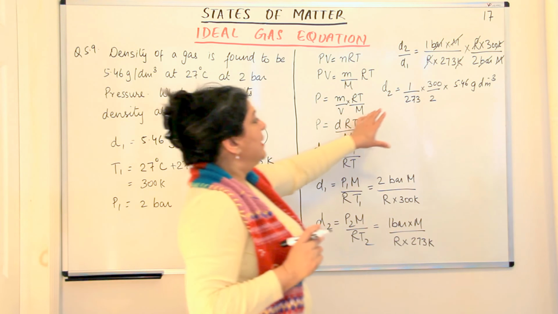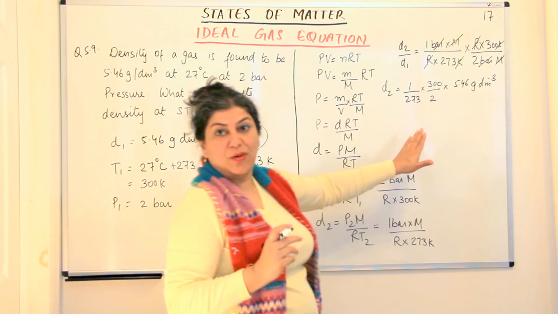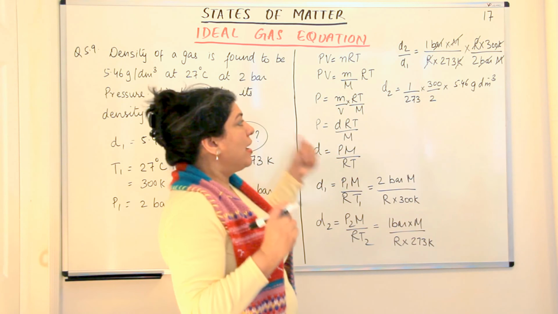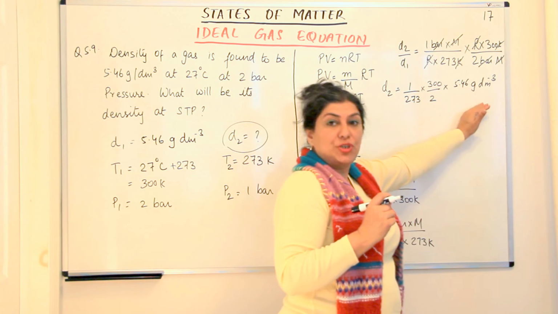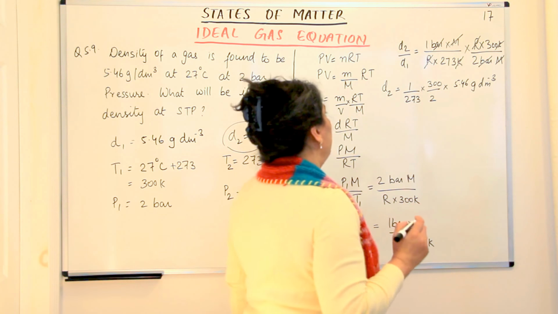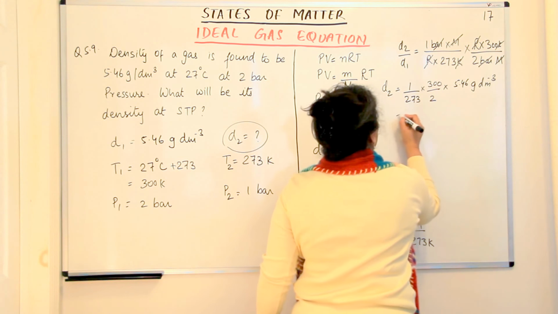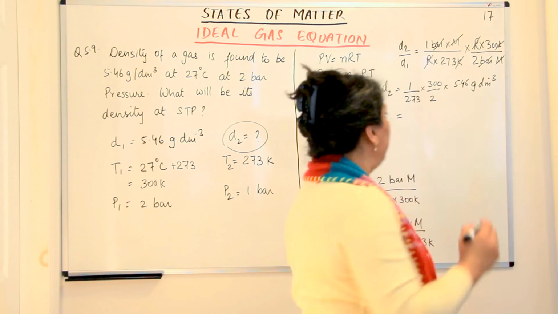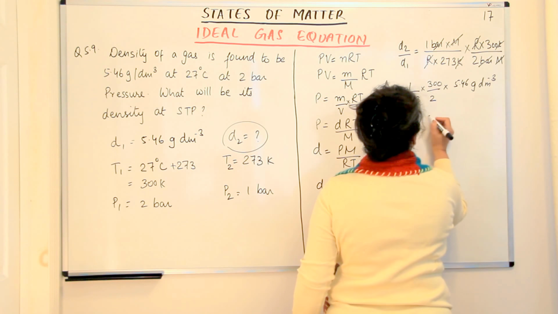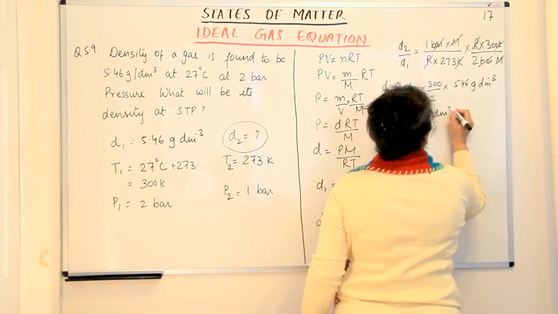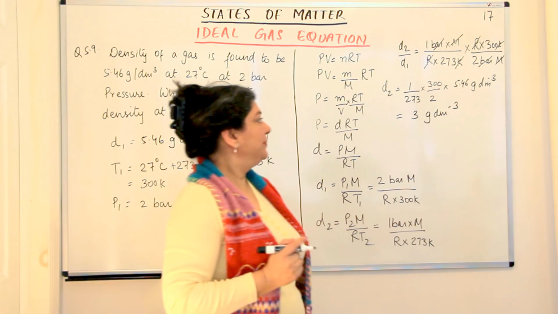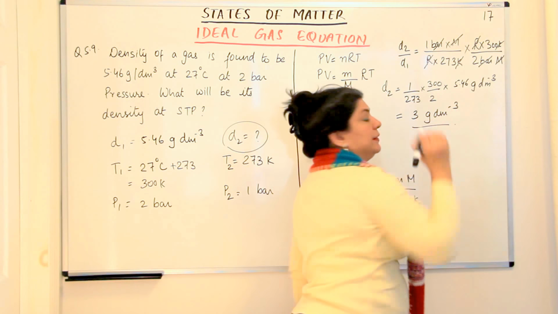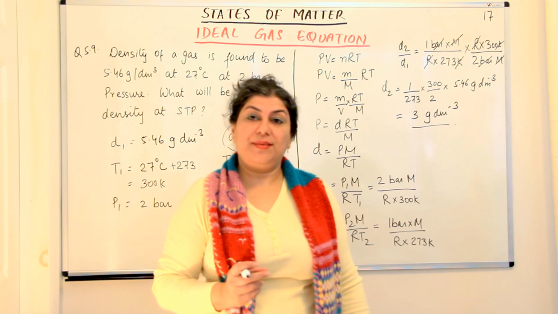Now do you notice that all other units have cancelled out, and since we are looking for density, our answer should be in the units of density, which is grams per decimeter cube. So when you solve this, you will get D2. And what would the value of D2 be? When you solve this, it would be equal to 3 grams per decimeter cube. And this is your answer.